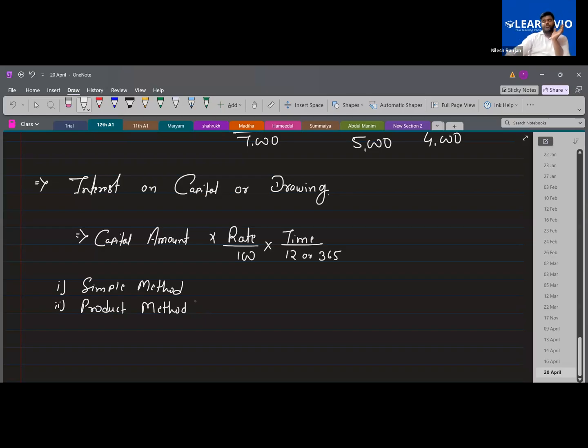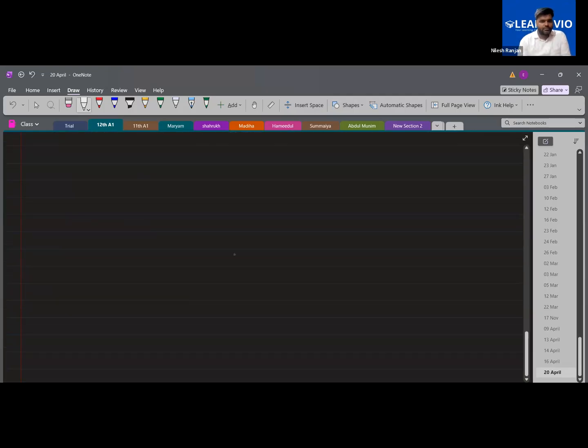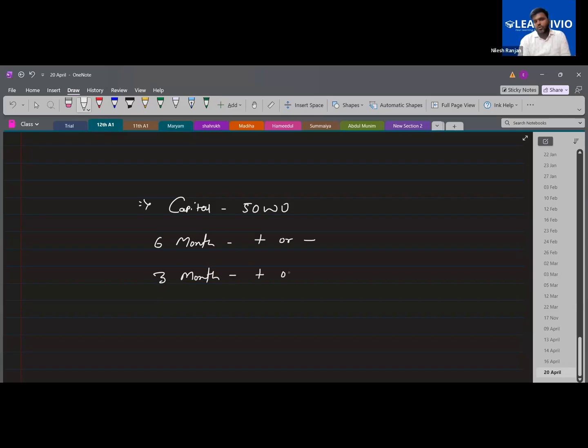Now, the question will not be given in this manner, like there will be a capital amount and you calculate the interest. That's it. No, it will not be given like that. So how will the question be given? Question will be given like in the beginning, capital is 50,000. After 3 months or 4 months or 6 months, there is a change in capital, either plus or minus. Then after 3 months again, there is a change. There will be some plus or minus, and then you have to calculate interest on capital.